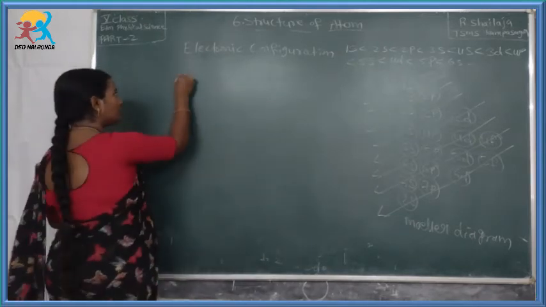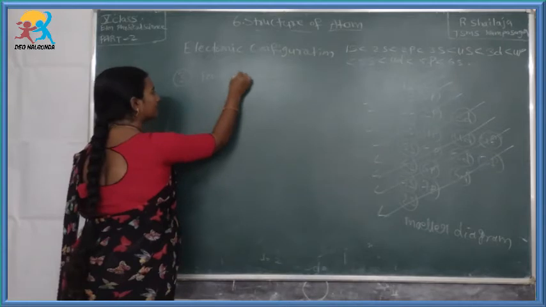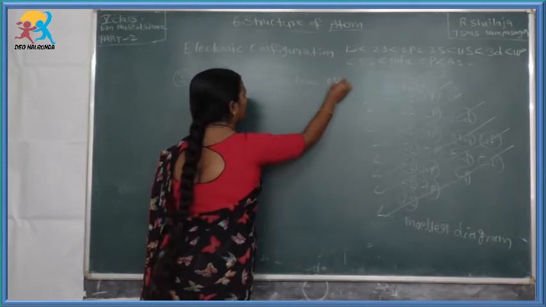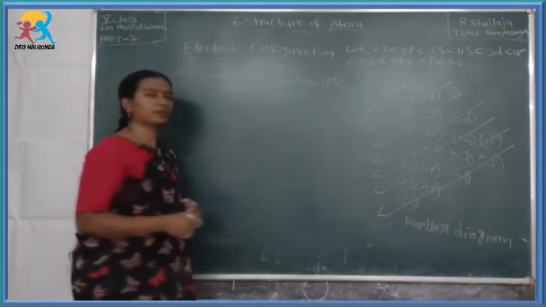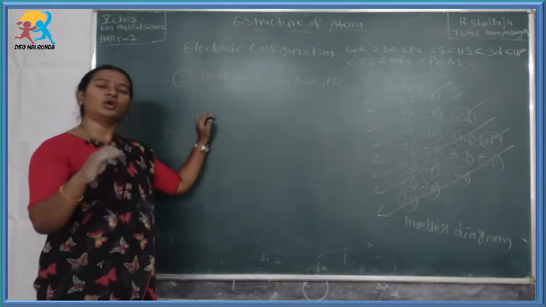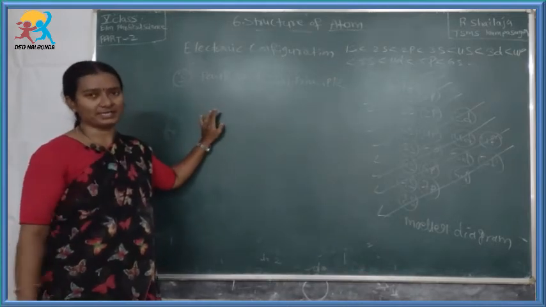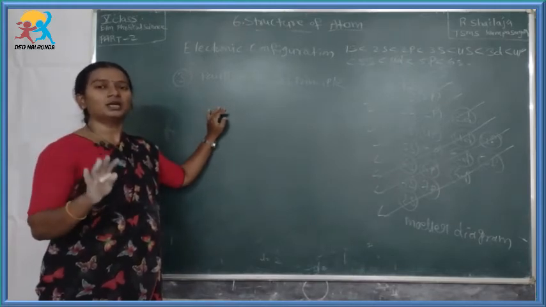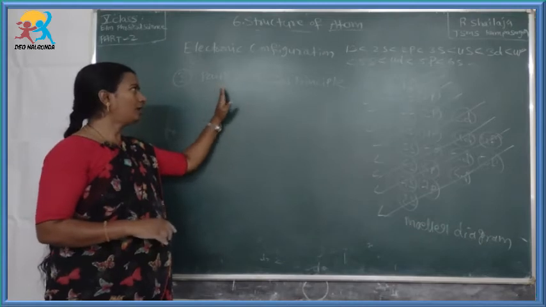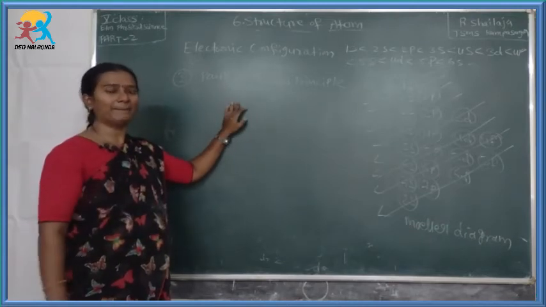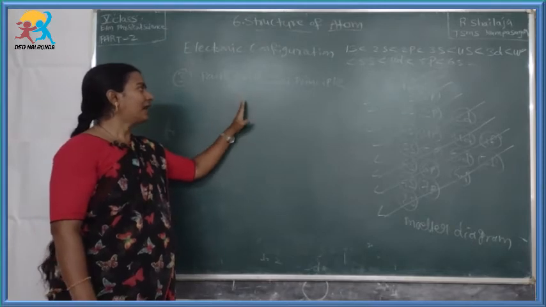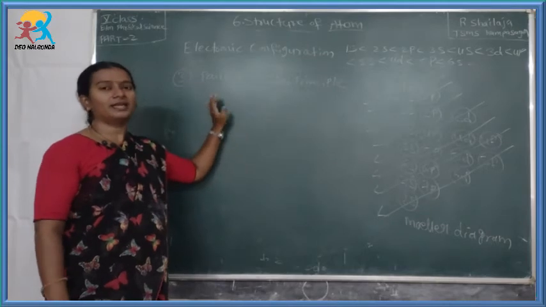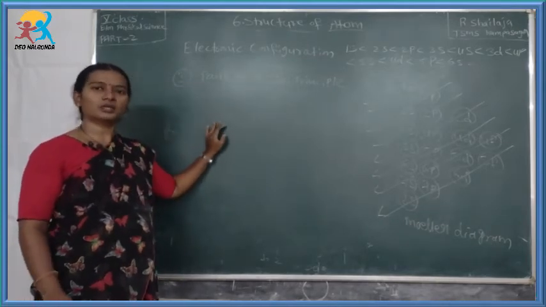Okay, and next the last one, the Pauli exclusion principle. What does the Pauli exclusion principle mean? No 2 electrons possess the same 4 quantum numbers. So all electrons differ in at least one quantum number, as each electron is addressed by the 4 quantum numbers. That principle is considered the Pauli exclusion principle.